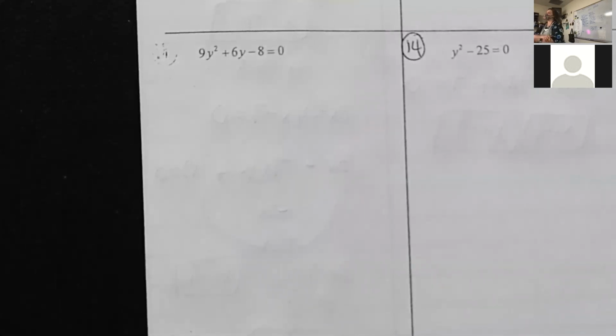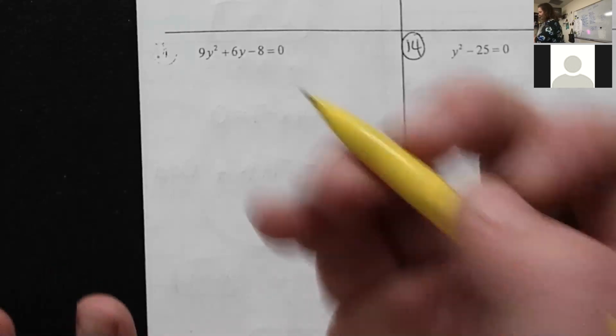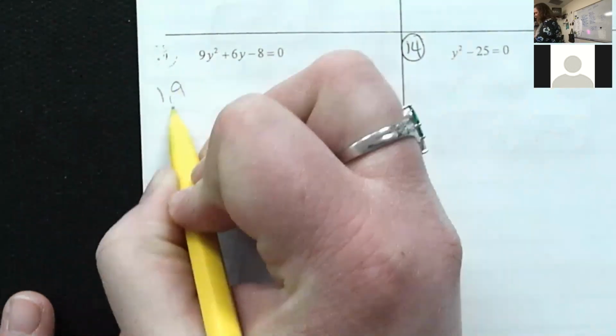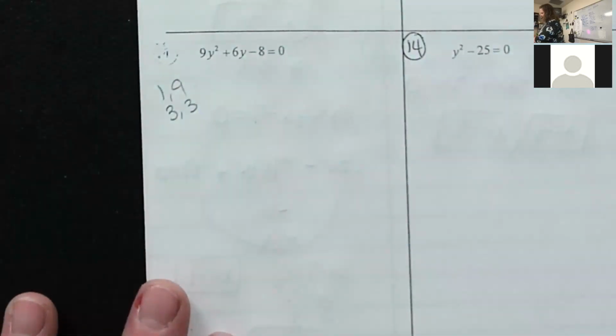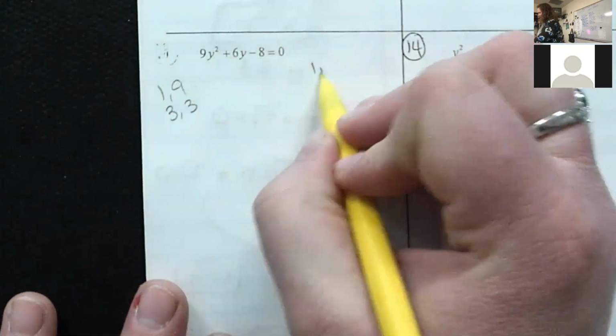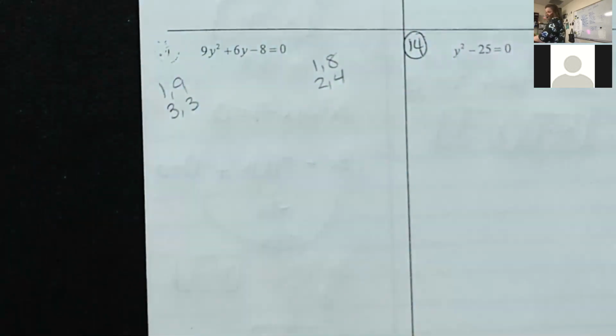Anything I can take out of there? No. I bet the rest of them are doing that now. Should we do quadratic formula on this one, or should we try to factor? Let's try to factor. Okay, we can't hurt. 1 and 9, 3 and 3 for factors of 9, 8, 1 and 8, 2 and 4. I mean, you could do quadratic formula. Okay, it's fine. We'll factor.